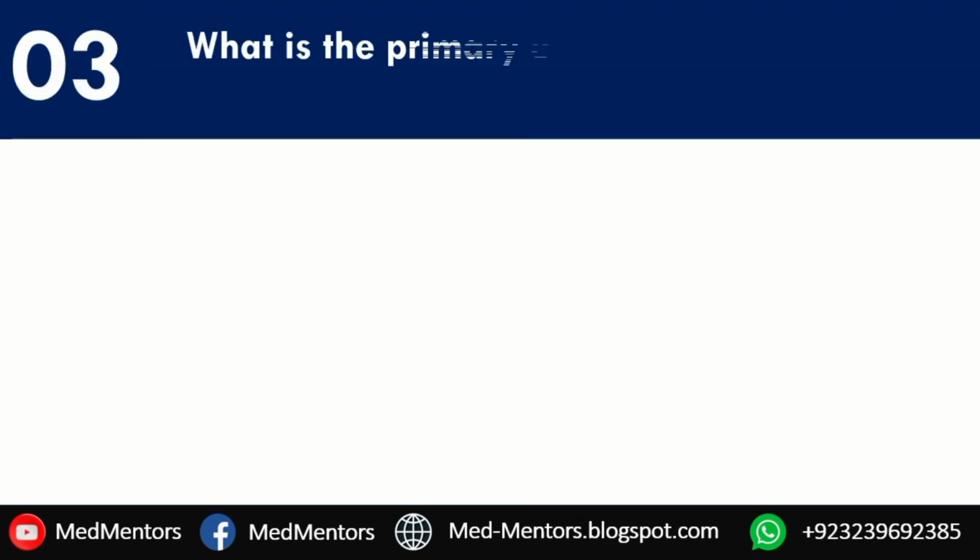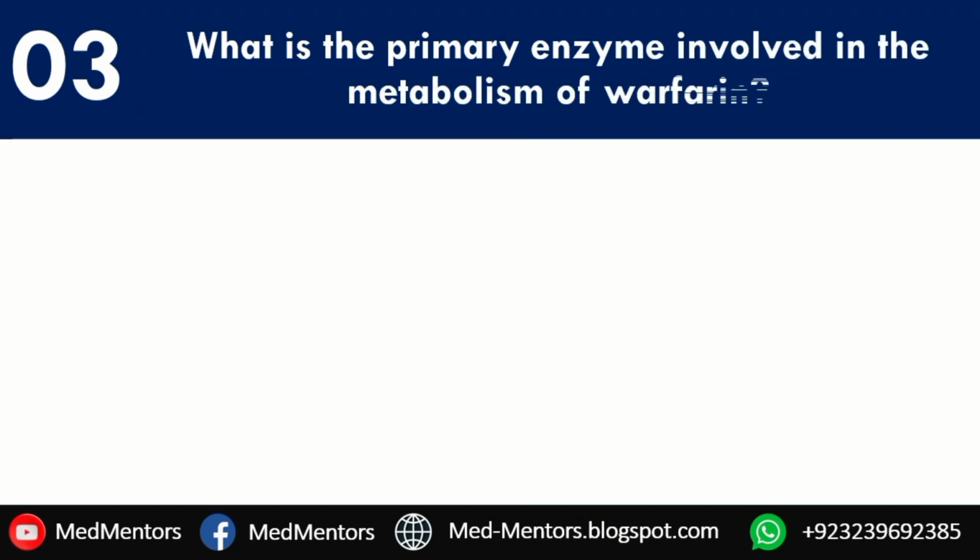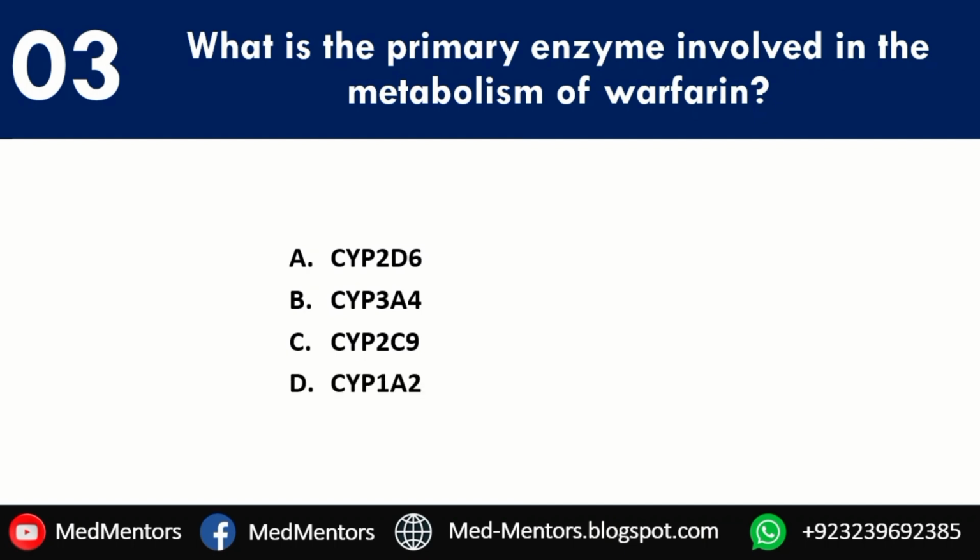100%. Number 3. What is the primary enzyme involved in the metabolism of warfarin? A. CYP2D6, B. CYP3A4, C. CYP2C9, and D. CYP1A2. The correct option is C. CYP2C9.